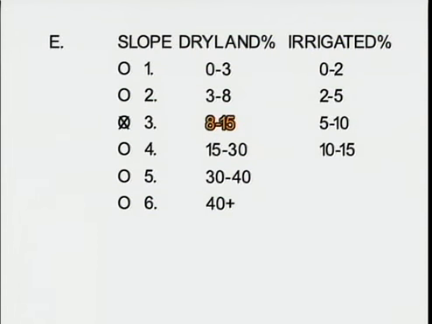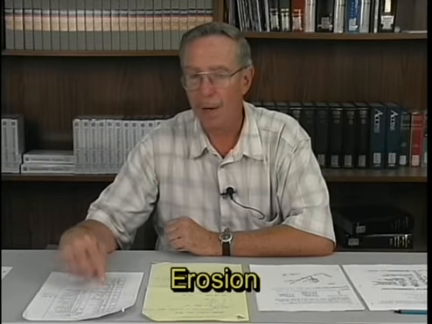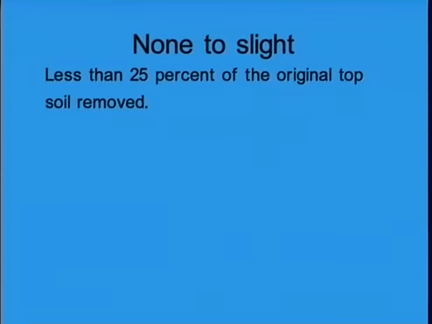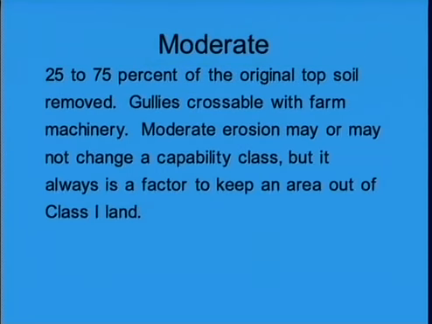The next item we were asked to evaluate is the erosion. What amount of erosion has occurred based upon the original topsoil depth in comparison to what is there today? We're just following through the individual pages in your land evaluation manual, and it tells us over on page 16 that erosion is to be evaluated as none to slight, moderate, severe, and very severe. Now, if we look at the parameters for each of these categories, none to slight says less than 25% of the original topsoil has been removed. Moderate, 25 to 75% of the original topsoil is removed.